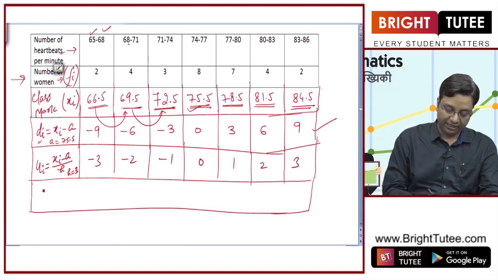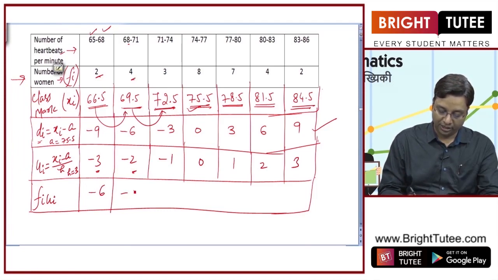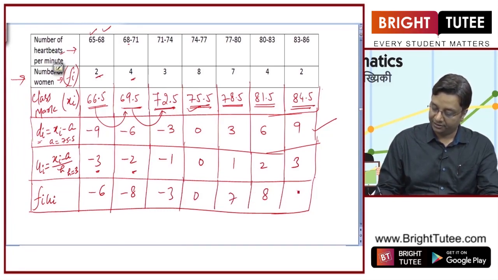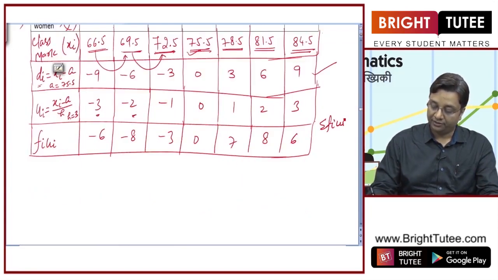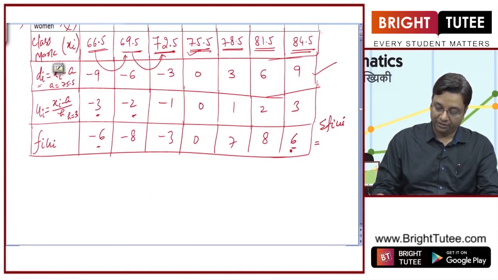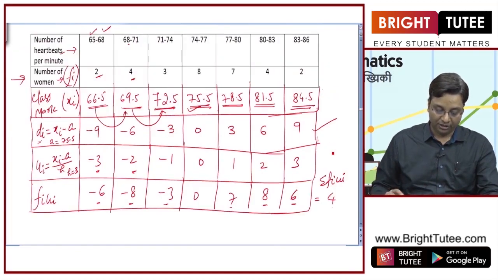Now I need to calculate fi ui, which is 2 into minus 3, minus 6, 4 into minus 2, minus 8, minus 3, 0, 7, 8, 6, right? And sigma fi ui is equal to, so this 6 will be adjusted with this 8, with this 8, 7 minus 3 is 4. So sigma fi ui is 4, and what is sigma fi?